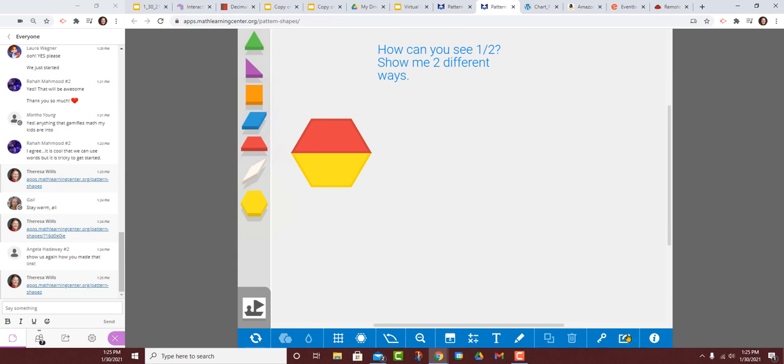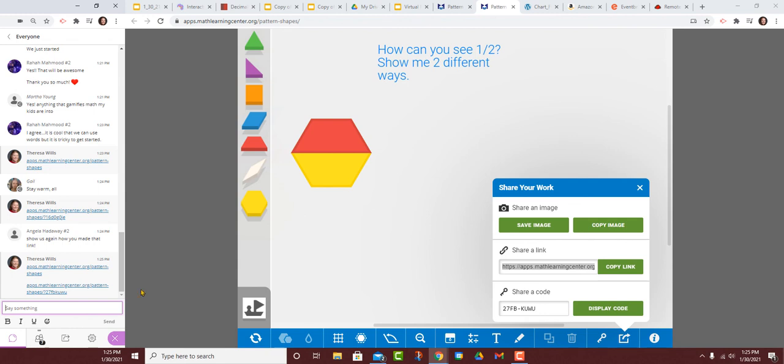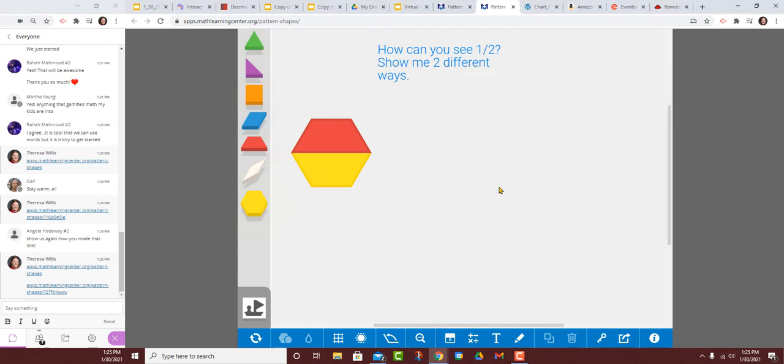Then I hit this little box with the arrow coming out. Do you see that down there? Yep. That is where you can save your image, copy your image, or here's the magic, share a link. You could put that into a Google Slide too. Sure can. By sharing that link, now they get this pre-filled template that they can work on. Like, okay, I can show 1/2 doing this. That's awesome because they love showing each other what they've done, and it's just so cool.